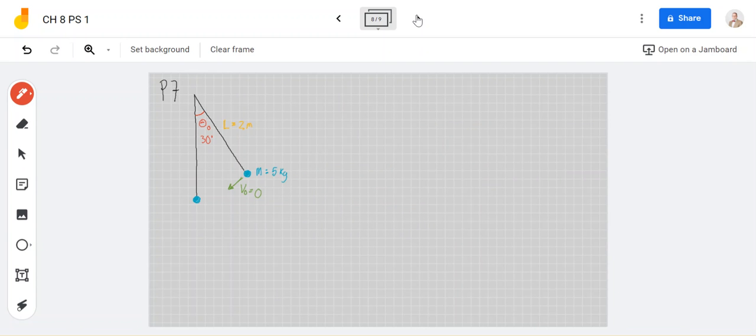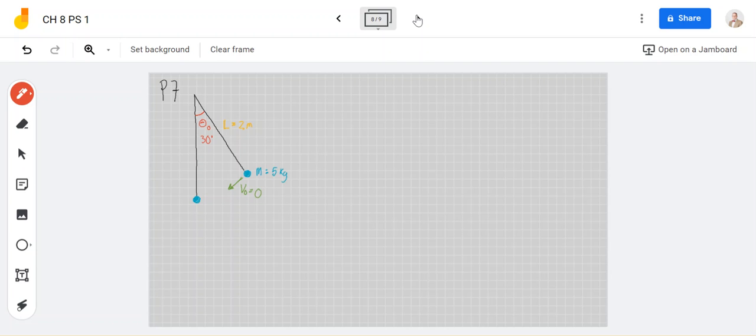Problem 7. Problem 7 says, in the figure, it shows a thin rod 2 meters long and negligible mass that can pivot about one end and rotate in a vertical circle. The ball of mass m, 5 kilograms, is attached to the other end. The rod is pulled aside 30 degrees and released with initial velocity v0. As the ball descends to its lowest point, how much work does the gravitational force do on it, and what is the change in the gravitational potential energy? All right, let's just do those first.